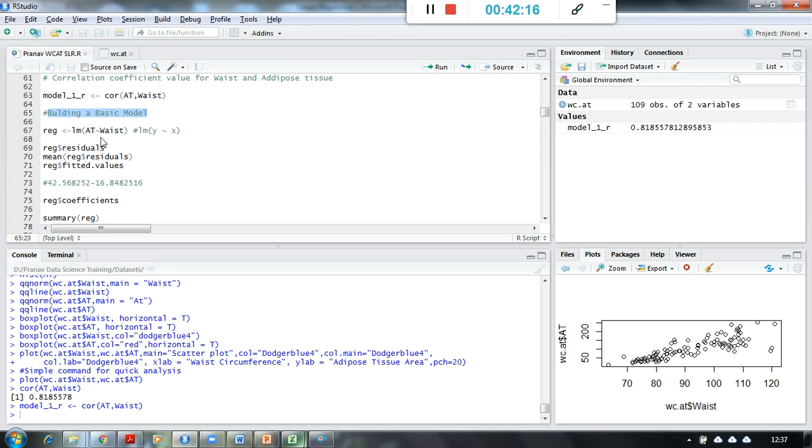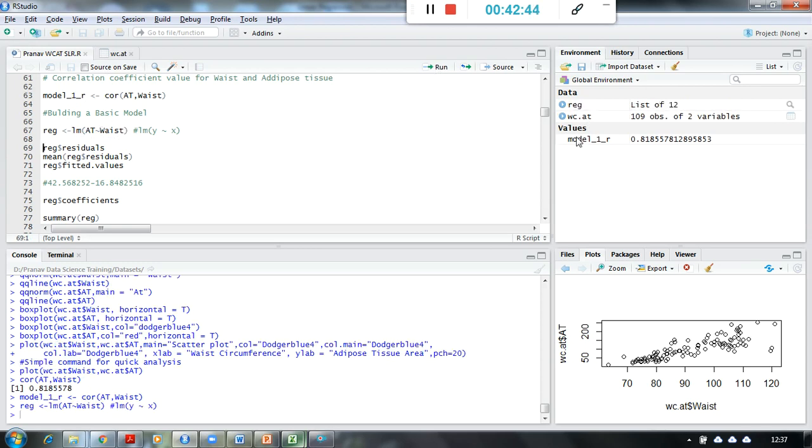So let us start building our basic model, which I am calling REG, stands for regression, okay, and the formula is lm, that is linear model, AT tilde Waist, that's it, nothing else, okay, and comma data equal to wc.at, you can give if you have not attached the data set. But now I have attached it, so I can use the column names directly, and I can use this function like this. So my model has been built, that's it. Model building is not a big job over here. That is why I said only this line has built your model, finished, okay, no much coding required.